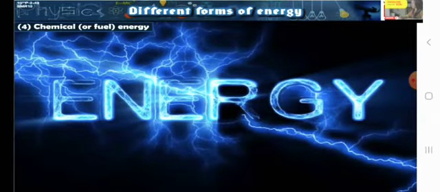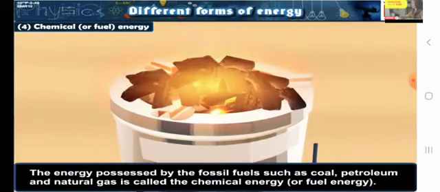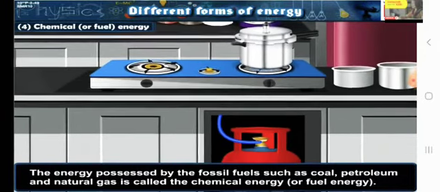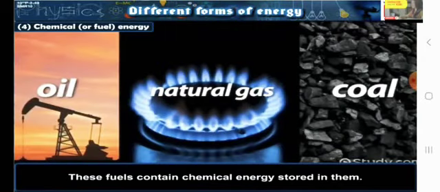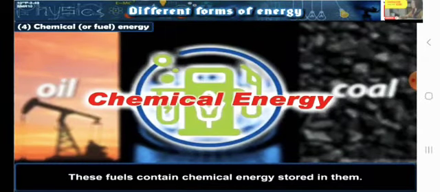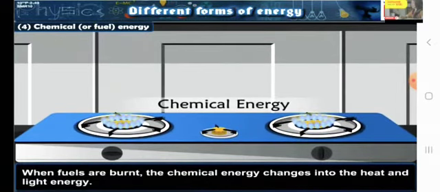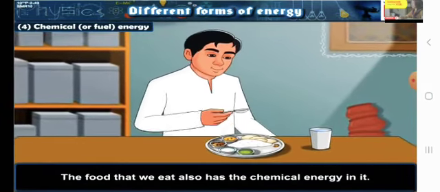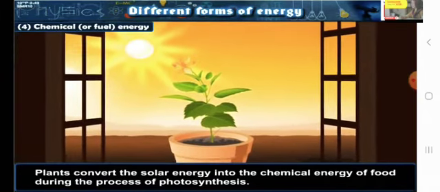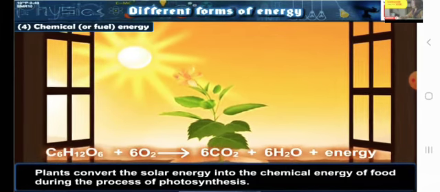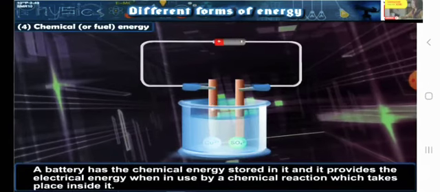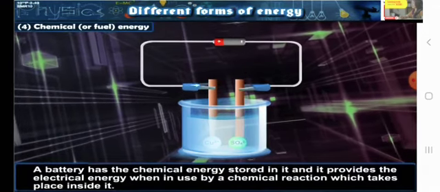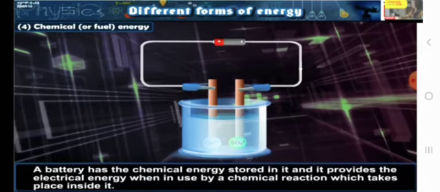4. Chemical or fuel energy. The energy possessed by fossil fuels such as coal, petroleum and natural gas is called chemical energy or fuel energy. These fuels contain chemical energy stored in them. When fuels are burnt, the chemical energy changes into heat and light energy. The food that we eat also has chemical energy in it. Plants convert solar energy into the chemical energy of food during the process of photosynthesis. A battery has chemical energy stored in it and it provides electrical energy when in use by a chemical reaction which takes place inside it.